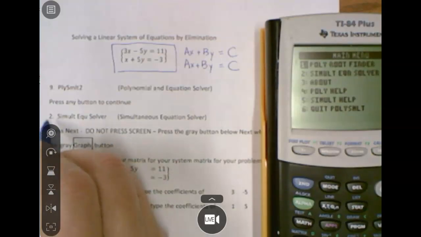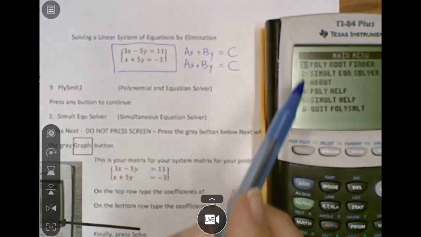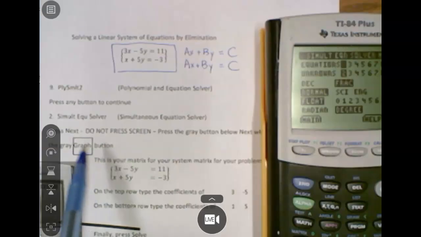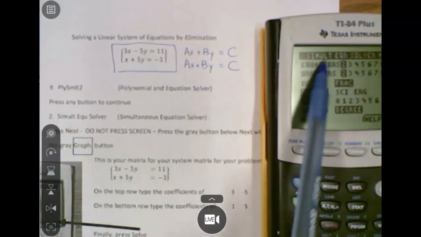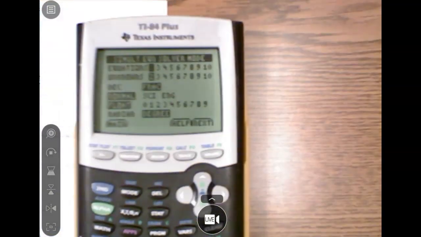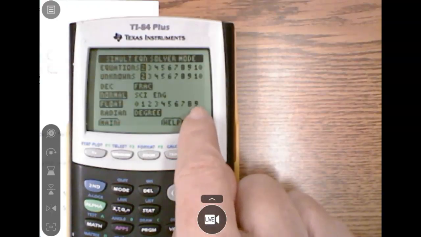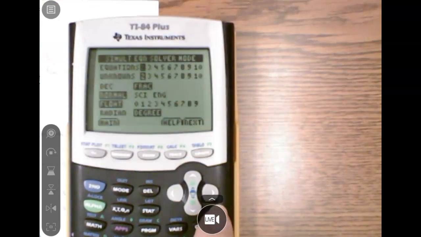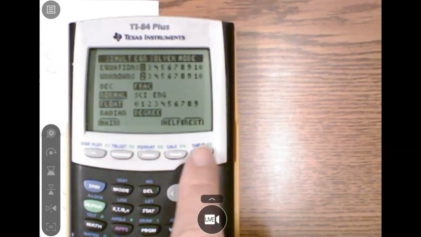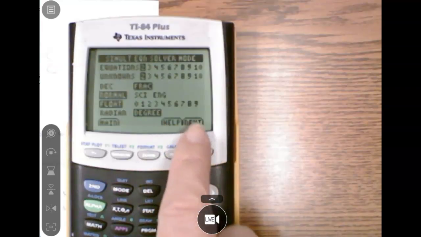On your paper, it says number 2. You need the simultaneous equation solver. There are 6 options. We're going to press 2. On the next screen, you don't want to mess with any of these buttons. We've talked about before, in your directions it says press next. But this is not a touch screen. So you can't press the screen. If these are buttons down here, you use the gray buttons in the graphing area. So we don't want main, we don't want help, we want next, and that is the button graph.